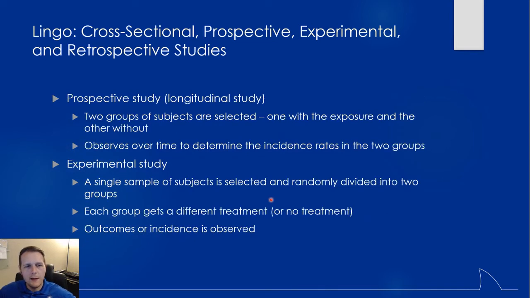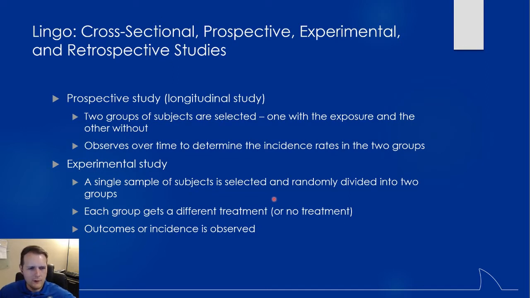So when we say a prospective study or maybe a longitudinal study, basically this is where you have two groups of subjects that are selected. Typically with these, you're going to be setting out essentially one group that has exposure and one without, right? And then you follow them forward in time to look at the actual incidence of disease in the two groups.